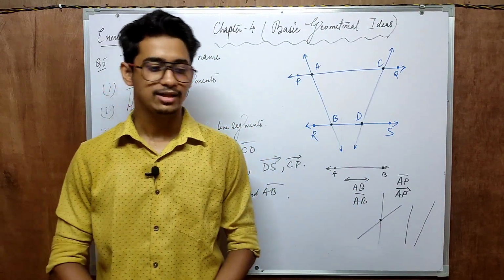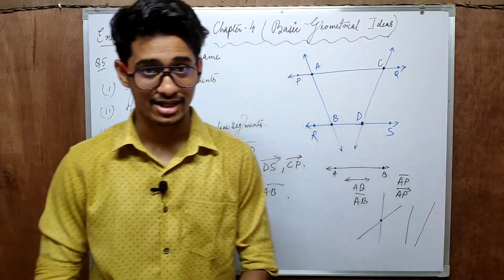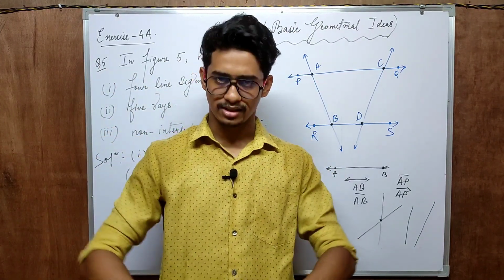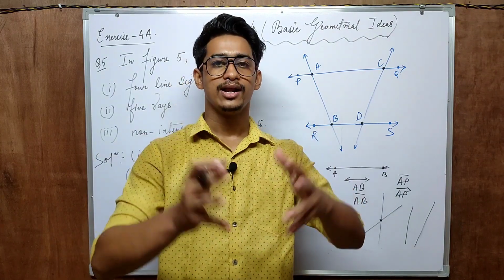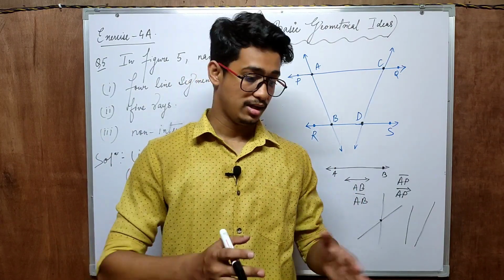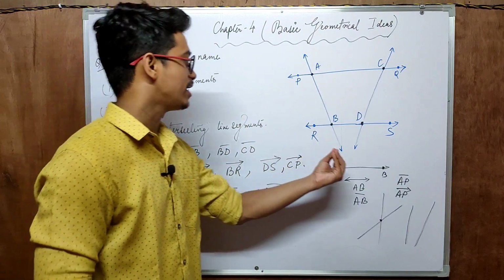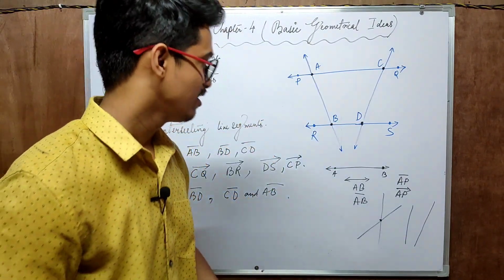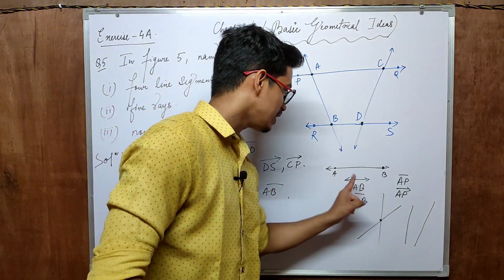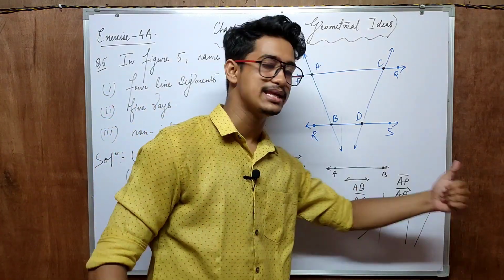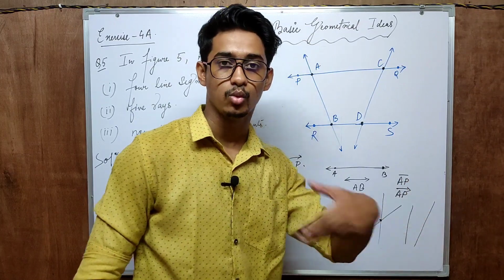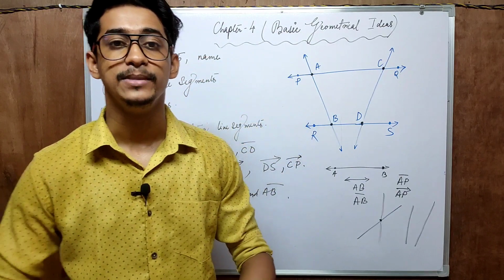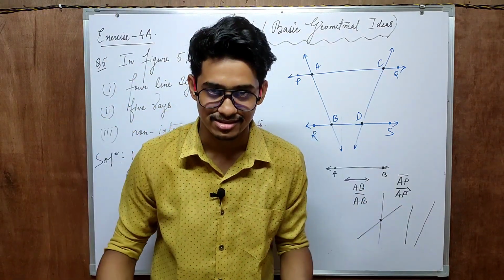I hope the concept of this particular chapter is clear to you, and later on we will do some more questions in the coming videos as well. I hope you are now able to find the rays and line segments, and I have explained very clearly that the meaning changes completely depending on the marks you put, not 1, 2, 3, 4, but this mark.